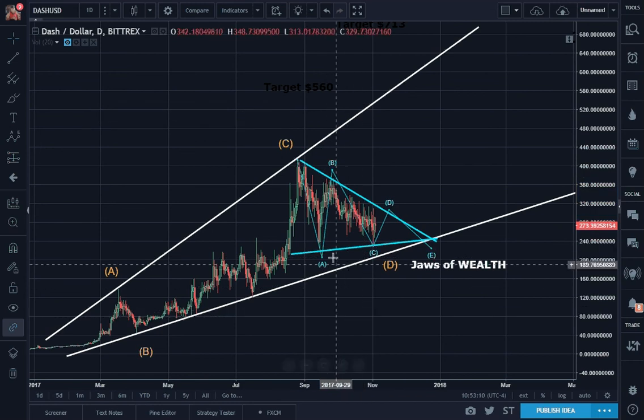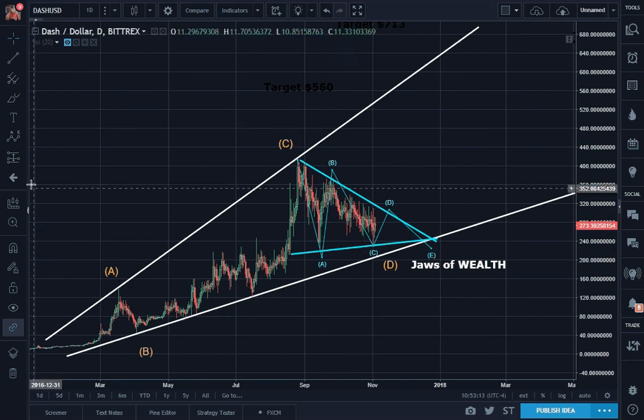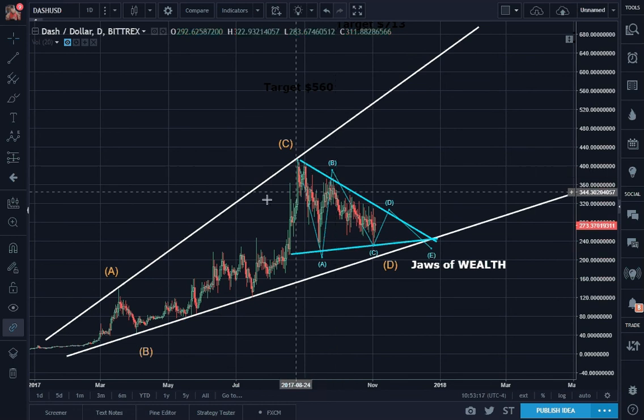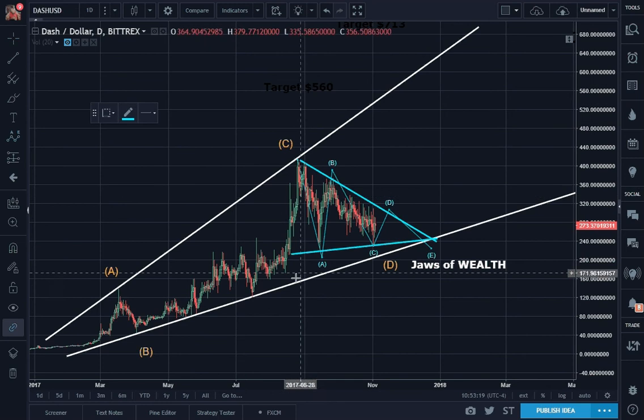Now some of you who have posted triangles labeled it like this, which is a very common mistake.